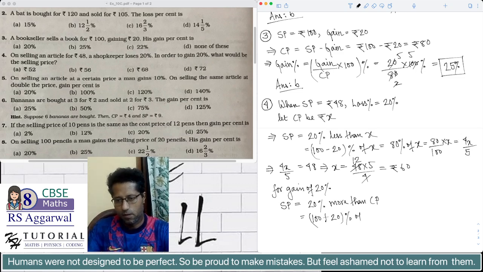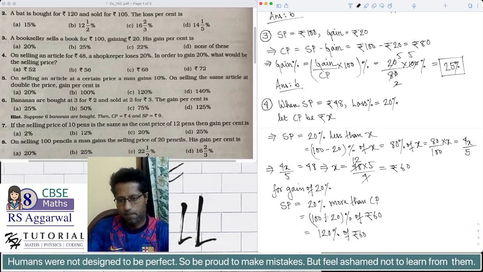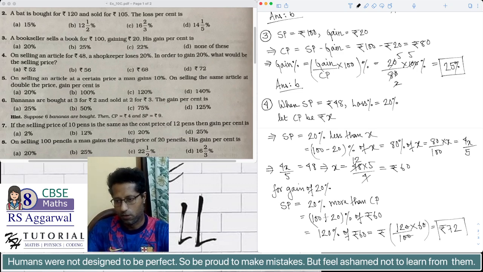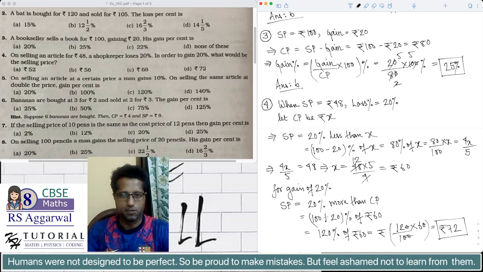This is equal to 120% of rupees 60, which is 120 divided by 100 multiplied by 60. After simplification, the two zeros cancel out and we have 72. So the selling price has to be rupees 72 to make a gain of 20%. So the correct choice will be D.